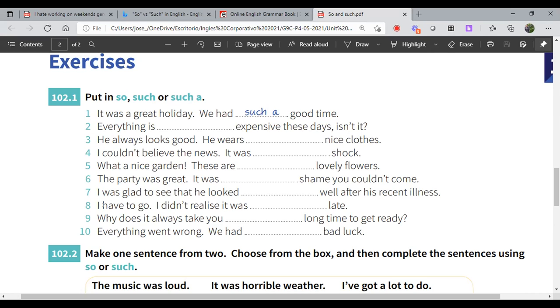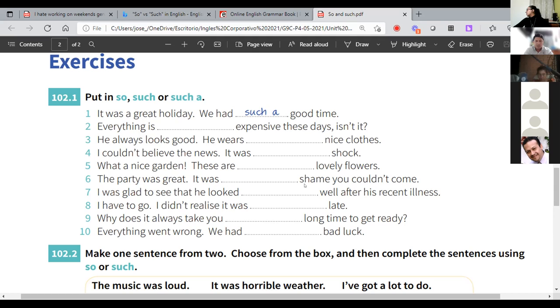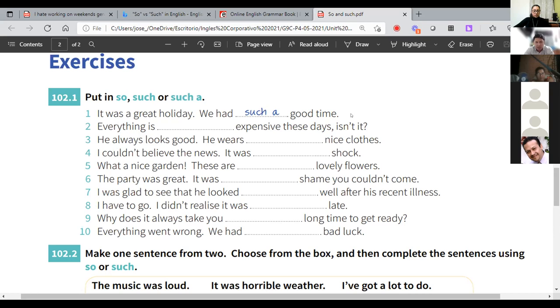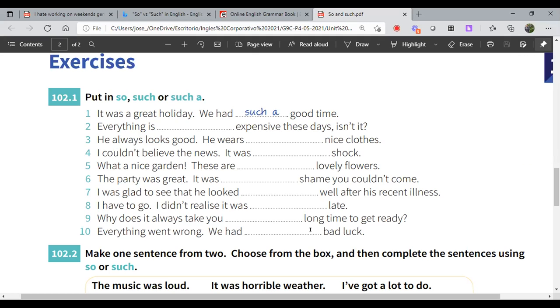The next one. Eight. I have to go. Me tengo que ir. Me tengo que retirar. I didn't realize it was... No me di cuenta que era tan. ¿Cuál sería el tan ahí? El so o el such. Such late? Are you sure? So. So, ¿verdad? Porque solamente so, me estoy refiriendo como a un adjetivo o un adverbio. O sea, no hay el contexto necesario, sino que me tengo que ir porque ya es tarde. Entonces sería so late. Correct. Imagínense que son las 10 de la noche y le digo, okay, I have to finish the class. It's so late. Ya es muy tarde. Right? Let's go. Good.